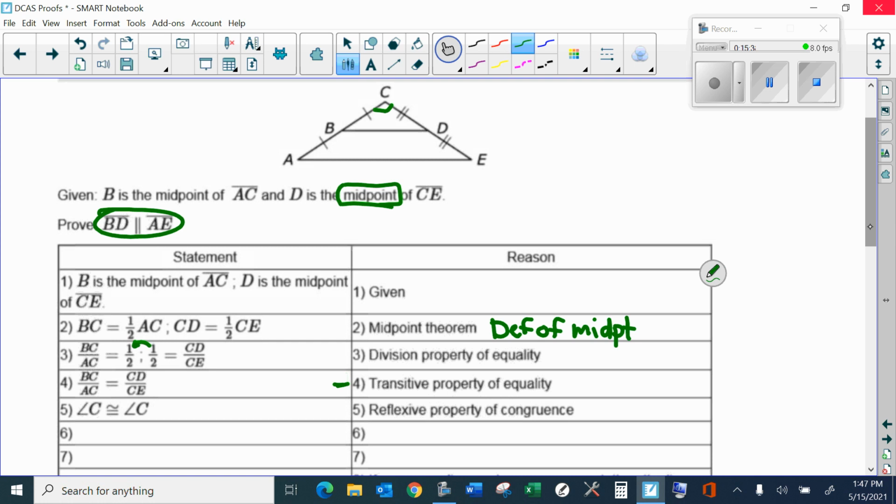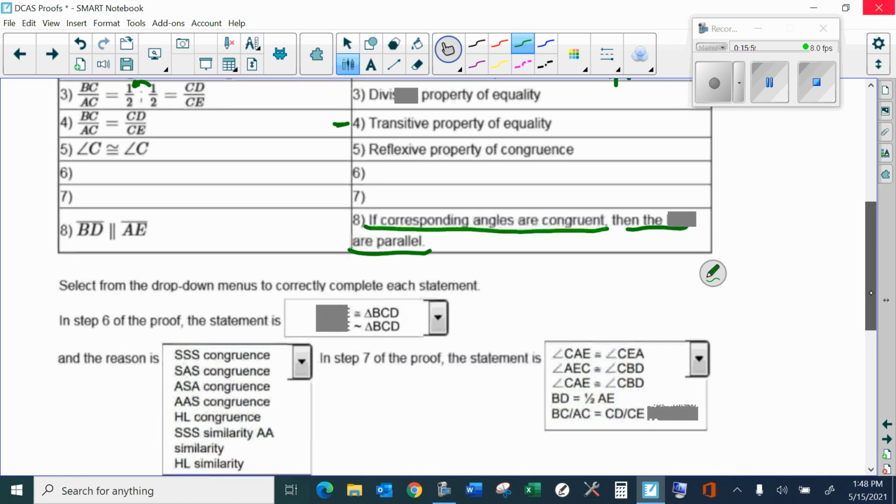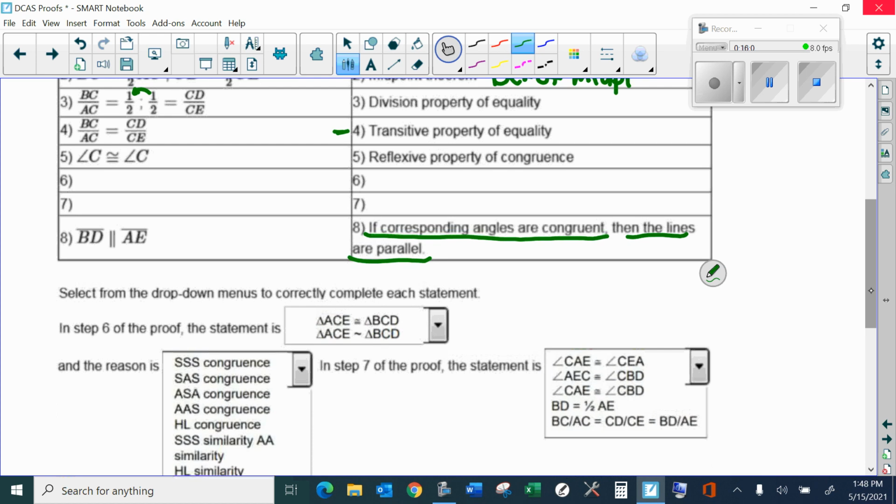Let's see. What do we want to use? First off, just so you know, they're not going to ever have both sides like this blank for you in the DCAS. I've only seen it, so this is probably a very old one. It's usually either one or the other.